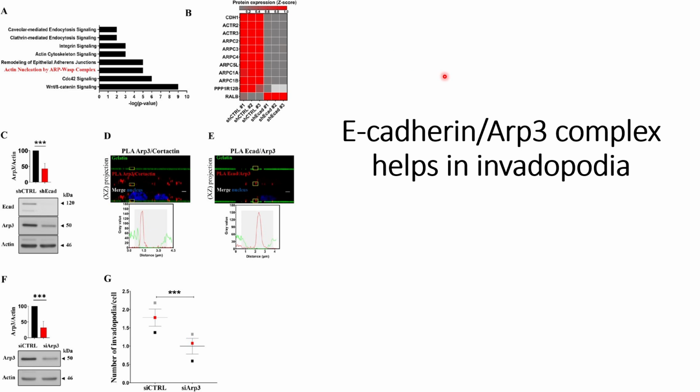I hope you understood how they validated this hypothesis and how they came to this ARP3 complex, from the mass spectrometry analysis of E-cadherin knockdown cells and E-cadherin positive cells. If you want to understand more about these experiments in detail, you can go through the reference provided in the description. That's all for this video.